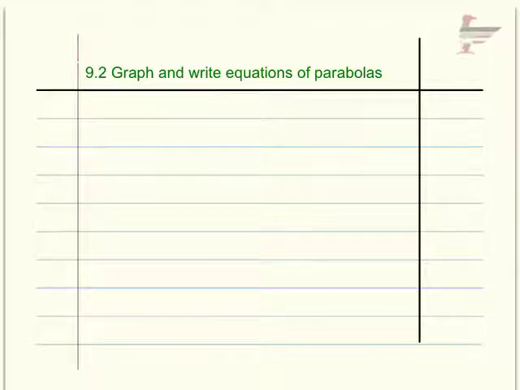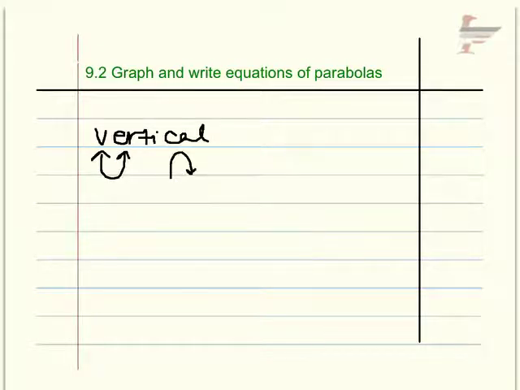Alright, section 9.2 is graphing and writing equations of parabolas. And now that you watched the introduction video, hopefully you jotted down all the formulas. And if not, remind yourself that if you have a vertical parabola, and that's one that you're probably familiar with, opening up or down, your vertical parabola equation is x squared equals 4py.